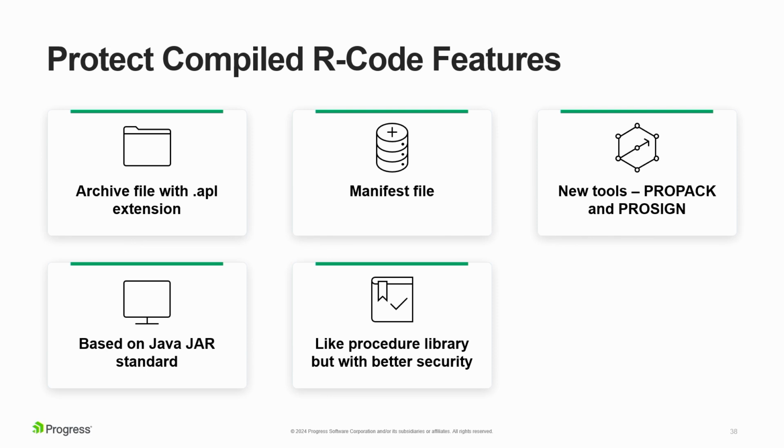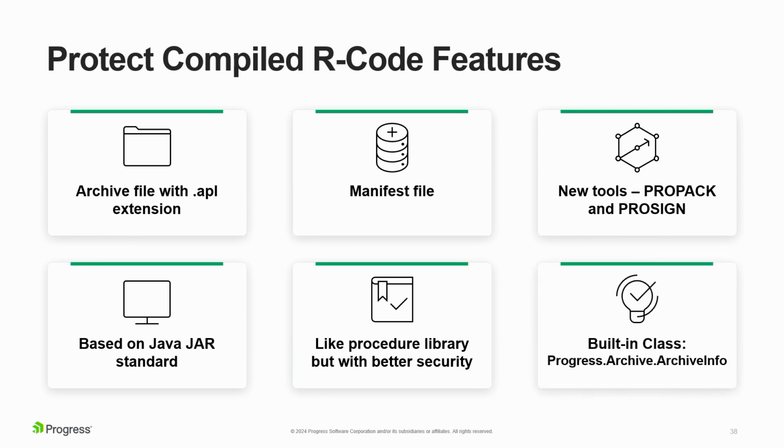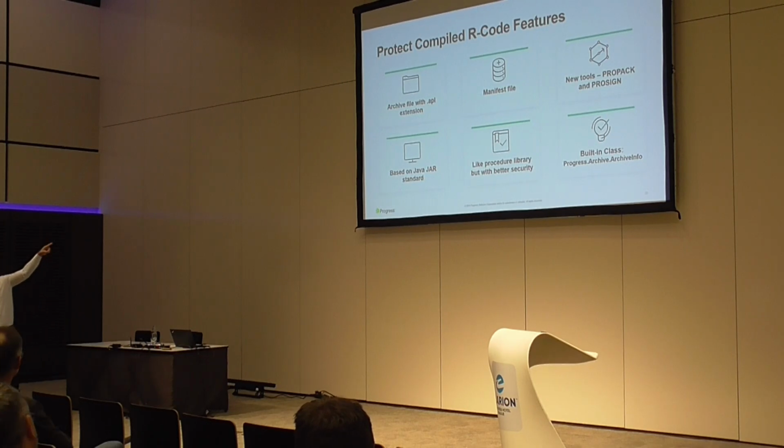It also includes new utilities where a system administrator can create a new archive file with the ProPack utility and also sign an archive file with the ProSign utility. And then OpenEdge introduced a new built-in class called progress.archive.archiveinfo, and that just provides information of the manifest file for a given archive file.